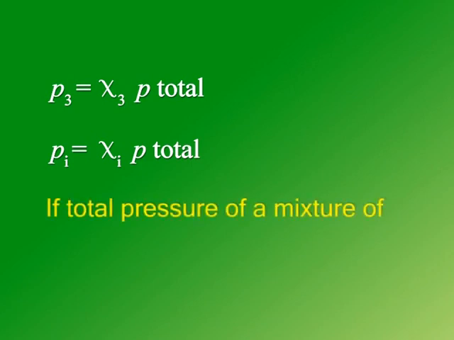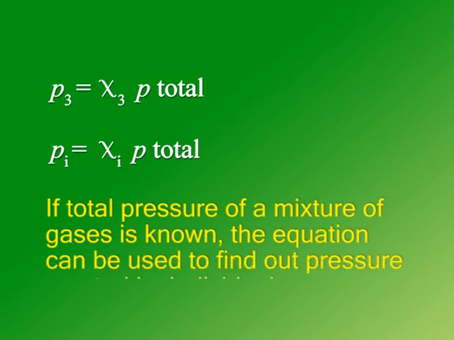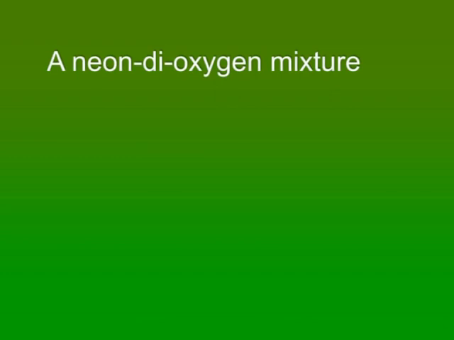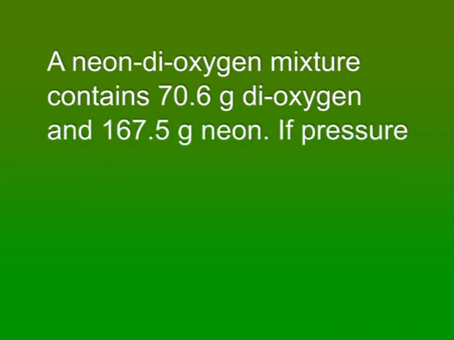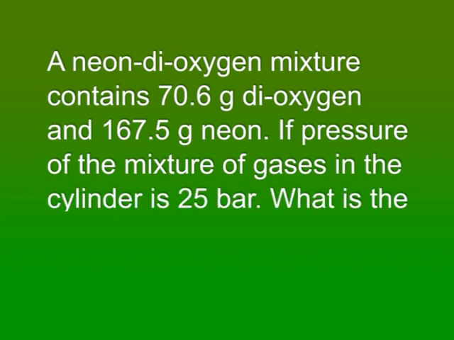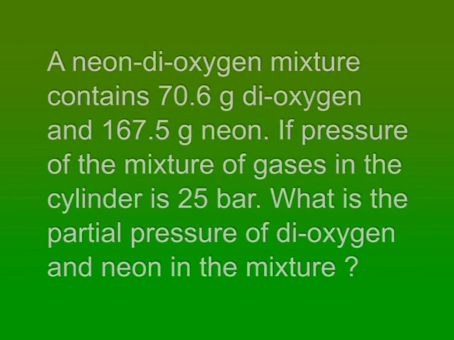If the total pressure of a mixture of gases is known, the equation can be used to find out the pressure exerted by individual gases. Children, let us have a look at one more problem. A neon dioxygen mixture contains 70.6 grams dioxygen and 167.5 grams neon. If the pressure of the mixture of gases in the cylinder is 25 bar, what is the partial pressure of dioxygen and neon in the mixture?